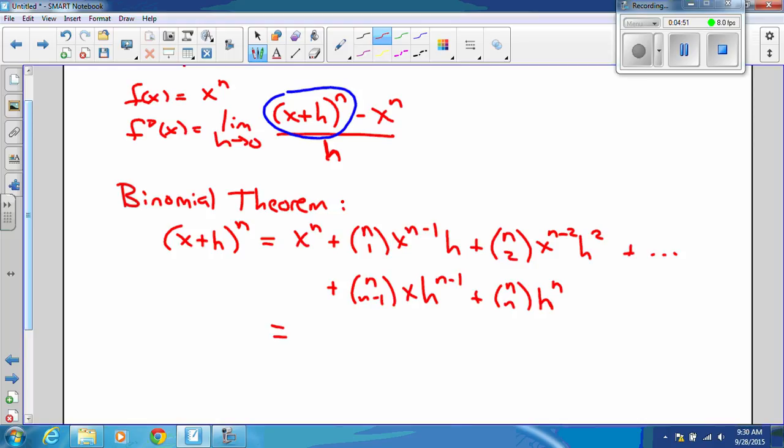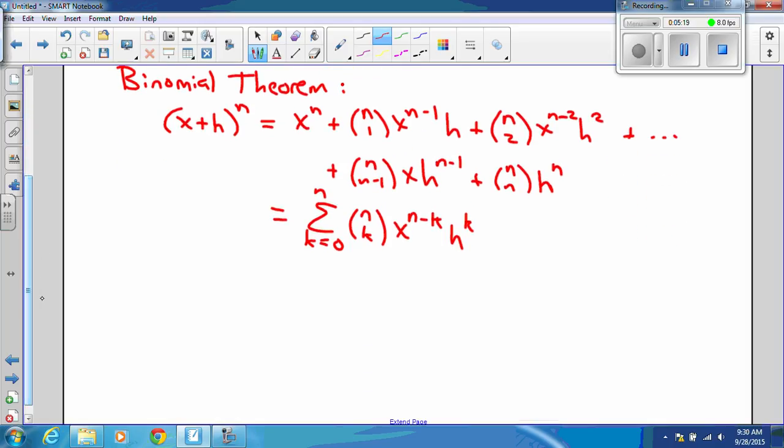Now let me write this in compact form using sum notation. In other words, what we're saying is that x plus h to the n is the sum starting at k equals 0 and going all the way up to n of n choose k times x to the power of n minus k times h to the k power. Now let me do a couple of examples first, and then I'm going to come back and prove the binomial theorem in a delightfully easy way.